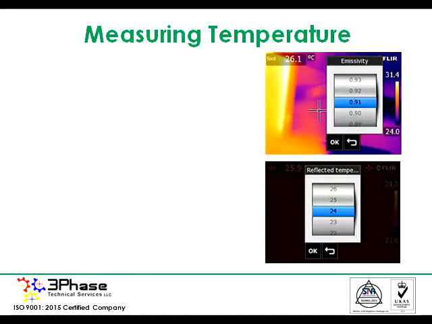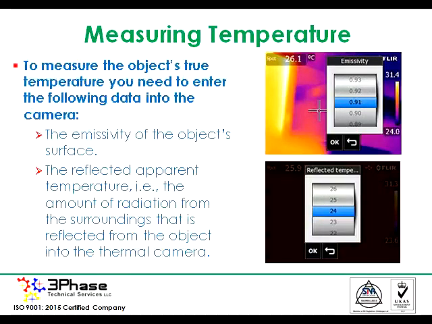Measuring temperature. To measure the object's true temperature, you need to enter the following data into the camera. First, the emissivity of the object's surface. Second, the reflected apparent temperature, that is, the amount of radiation from the surroundings that is reflected from the object into the thermal camera.